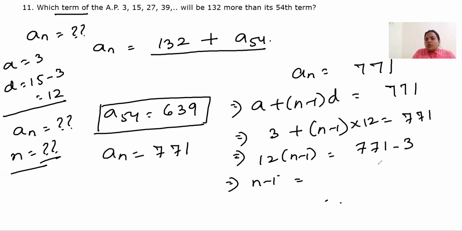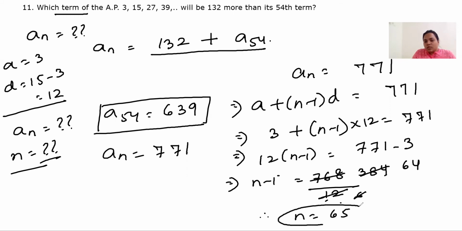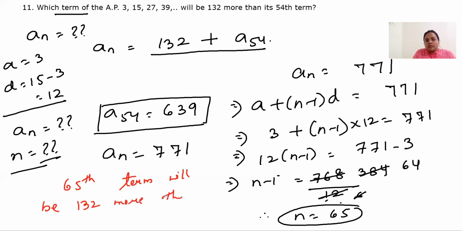And N minus 1 is equal to 768 upon 12. 2 6s are 12, 2 3s are 6, 2 8s are 16, 2 4s are 8, 6 6s are 36, 6 4s are 24. Therefore, N is equal to 65. Hence, the 65th term will be 132 more than the 54th term.